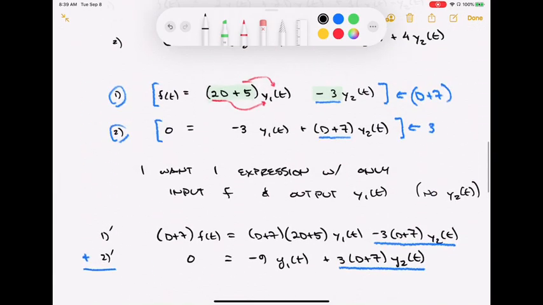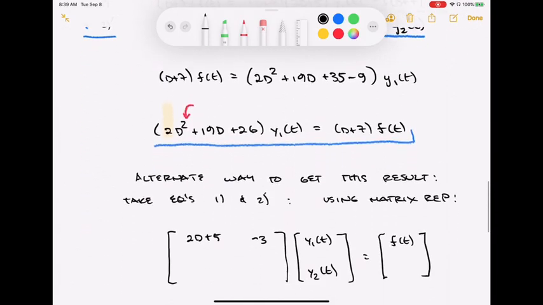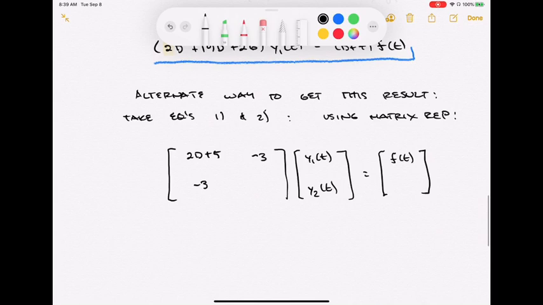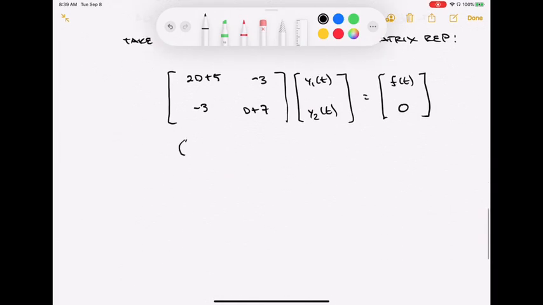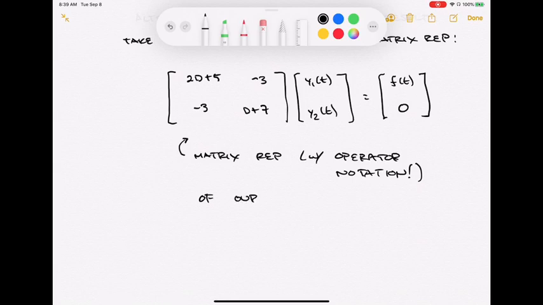If I go back to equation 2 in there, I had 0 equals minus 3 acting on y1 and then d plus 7 acting on y2. So I should have a minus 3 in here and a d plus 7. Those are going to be acting on y1 and y2 respectively, and that gives us a 0 on the other side. So this is just a matrix representation, right? With operator notation, so it makes this nice compact form. This is a matrix representation of our system equations.